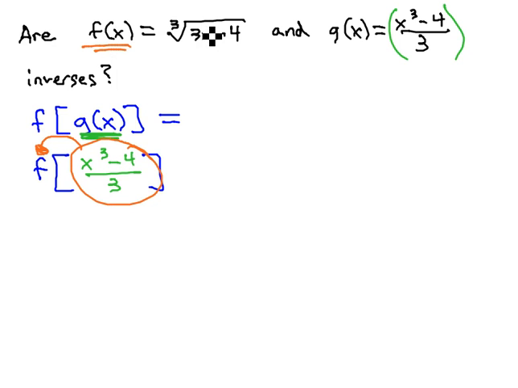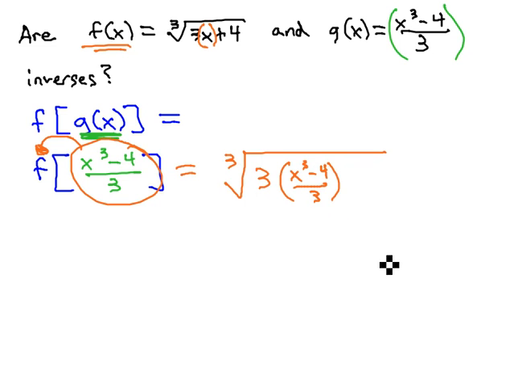So, here's f. We're going to replace the x with this big, ugly fraction. So, f was the cube root of 3x, which is now x cubed minus 4 over 3. And we're going to add 4 to that. Hopefully, this is equal to x. Let's see what we can do to simplify it.